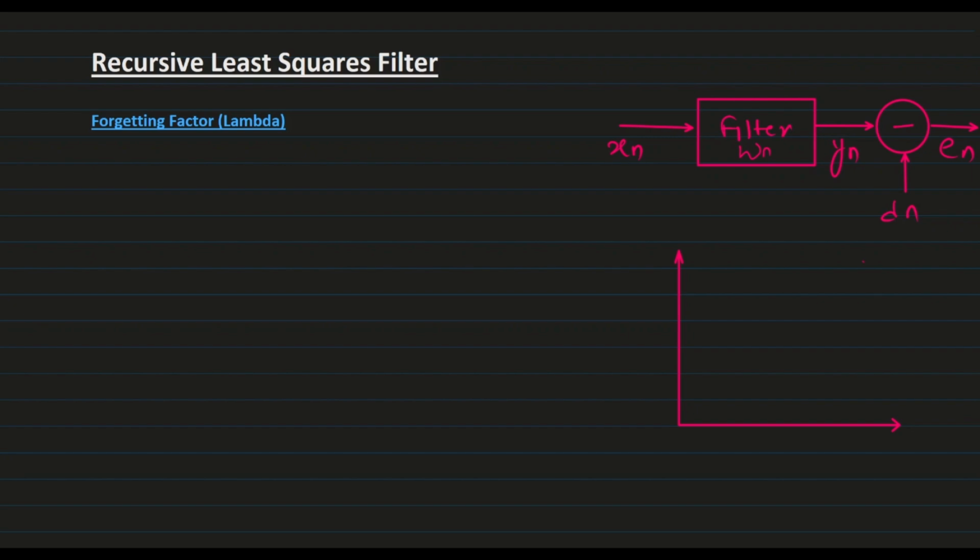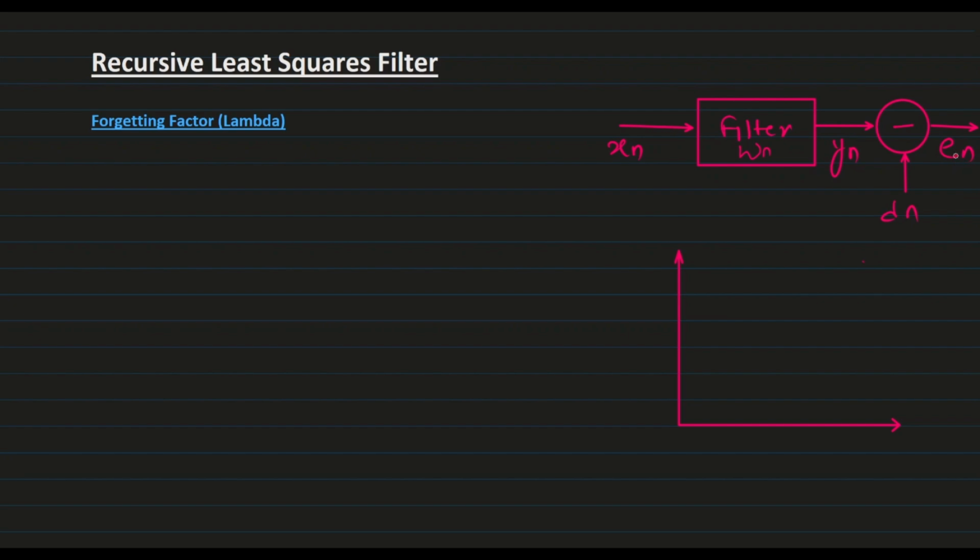So we have a filter which has a weight Wn, and Xn is the input to the filter, Yn is the output of the filter, and we have a desired signal, a copy of it. So when we subtract the output of the filter from the desired signal, we get an error. And the attempt is that we must tweak this coefficient of the filter Wn so that the output of this filter becomes as close as possible to this desired signal, thus reducing this error to 0.